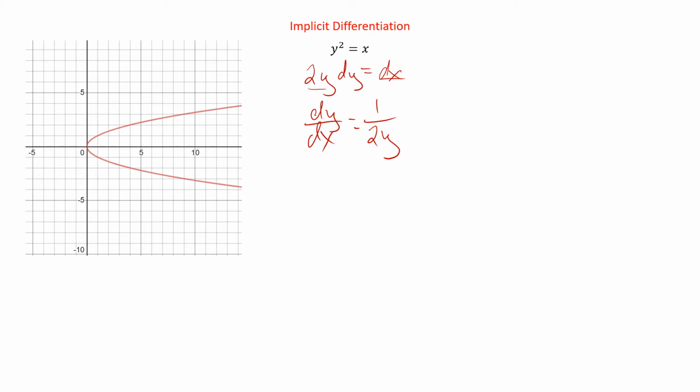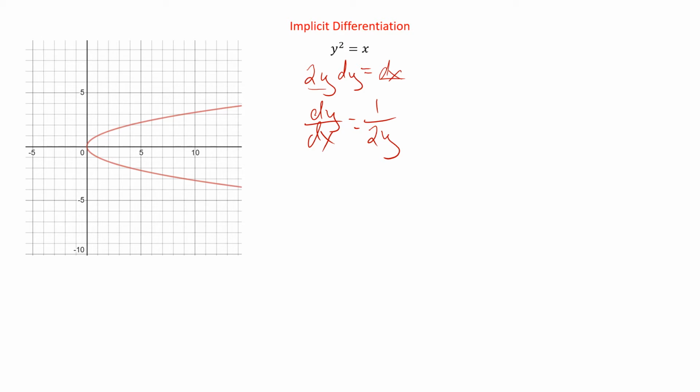Sometimes it's possible to solve for y, like y equals plus or minus the square root of x. So we could make it 1 over 2 times plus or minus the square root of x. Like we could substitute that in, but it's not always possible to solve for y, like with the equation that we saw on the other page.